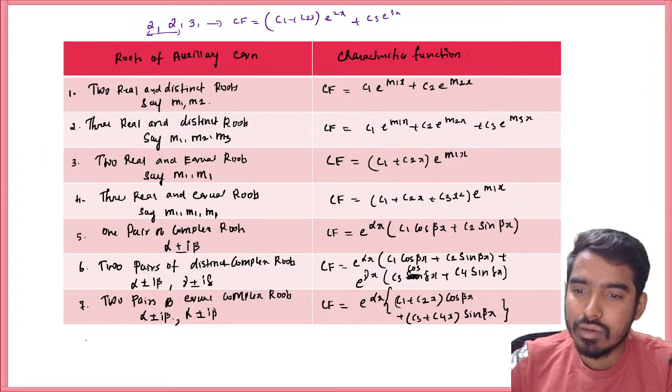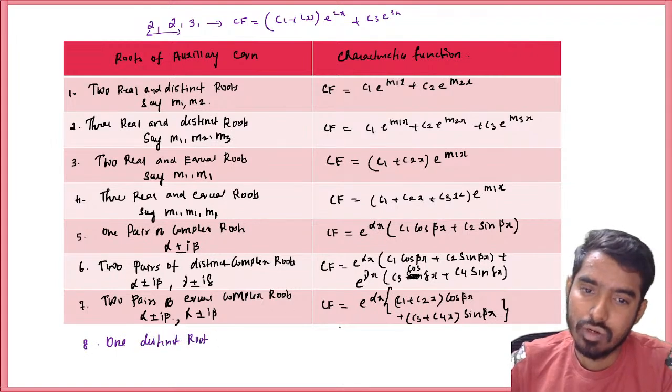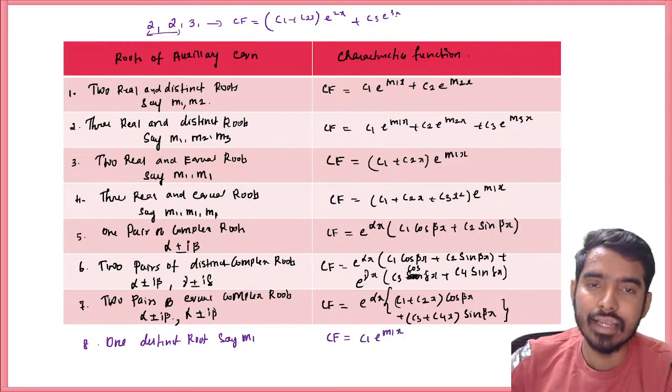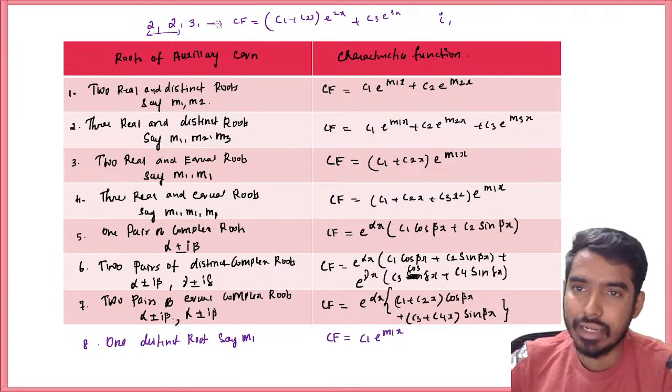If you have one distinct root, let us say m1, the complementary function is C1 e power m1x. That's it. That is what we are writing here, right? Suppose if you have roots like i, okay, let's solve the problem, then you will have more clarity. Is it clear, right?